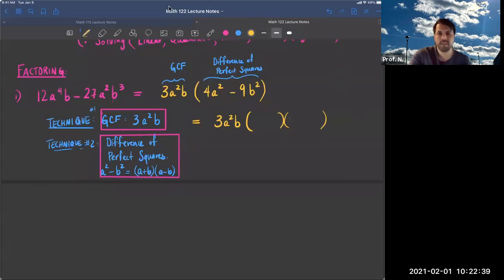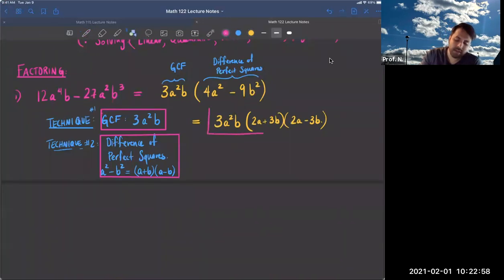And again, you guys can speak out loud if you need to. But what is the... No, you're right, Phil. It's exactly right. So it's 2a plus 3b and 2a minus 3b. And we're done.